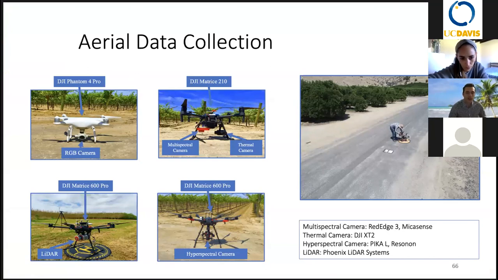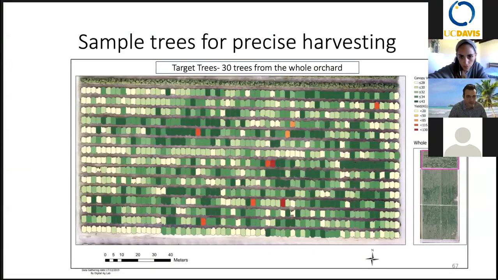Okay, so in this research, we had 6 blocks, 3 mandarin and 3 oranges, and we collected temporal data using these 4 different platforms: RGB, multispectral, LiDAR, and hyperspectral. I did not talk about hyperspectral because I thought it might be irrelevant. It's more a research tool, but if you have questions, we can discuss it later.